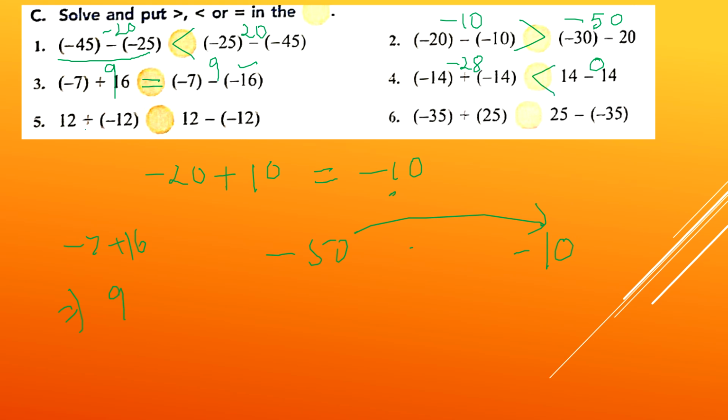So 12 plus minus 12, if you remove the bracket, it will come out as 12 minus 12. So this is 0. 12 minus minus 12, remove the bracket, it will come out as plus. So 12 plus 12 is 24. So 24 is bigger. Minus 35 plus 25, both of them have opposite signs. You will subtract the numbers. It will come out as 10, but there will be a negative sign because 35 is greater than 25. And this one here, you will add the numbers, so it will become 60. So this is greater. This is how it is to be done.